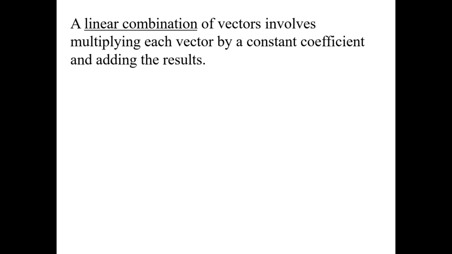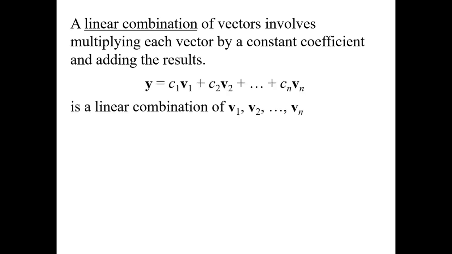Basically, a linear combination means creating a new vector where we take a bunch of vectors, all these v's, each one is multiplied by a scalar coefficient, and then adding all the results together. And so this new vector y is called the linear combination of all these v's, v1, v2, up through vn. So that's what I mean by a linear combination.